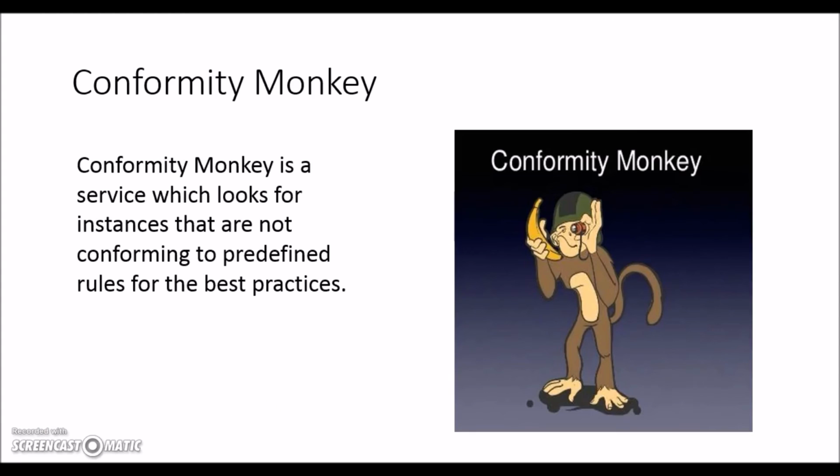Moving on to Conformity Monkey. Conformity Monkey is a service which looks for instances that are not conforming to predefined rules for best practices. For our implementation, we have configured Conformity Monkey to look for the security rule which allows HTTP requests. If such a rule is not configured, we will not be able to access our web application in the AWS instance. Let's have a look at the demo.